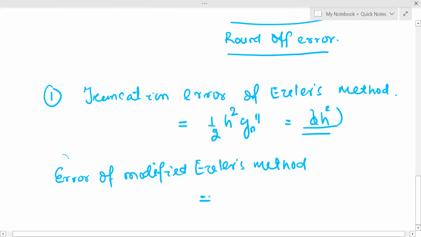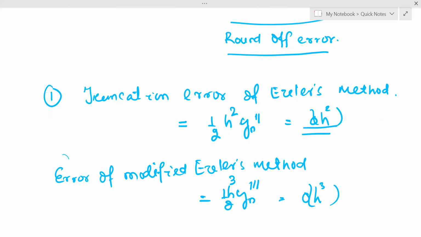Euler's method. What is the modified Euler's method? The error is 1/2 h cube yn double dash, triple dash. That is simply we can write O(h^3). Like this is the Euler's method truncation error, in the two different categories. There is the modified Euler's method and the Euler's method. Just to simply think, for the Euler's method the order is 2 and this is order 3.